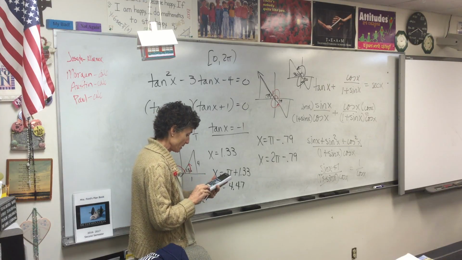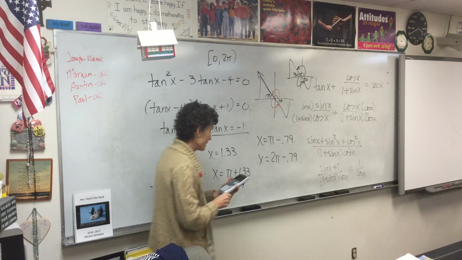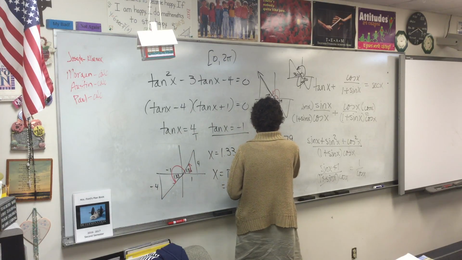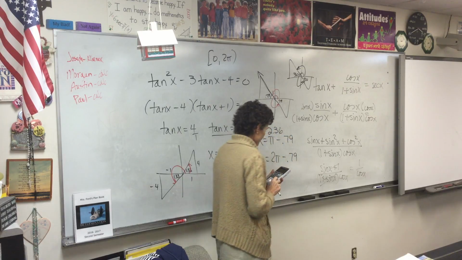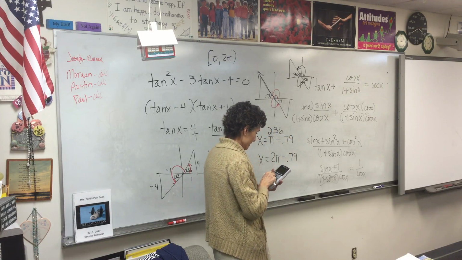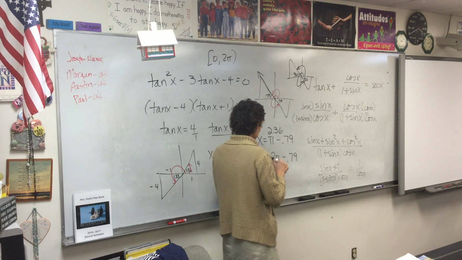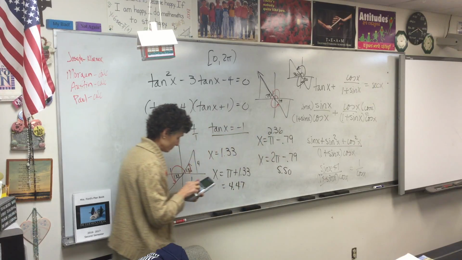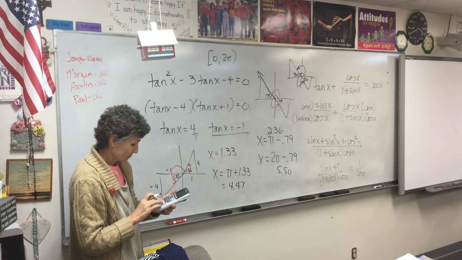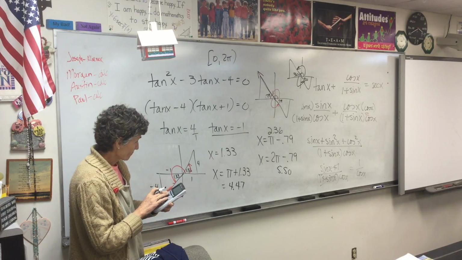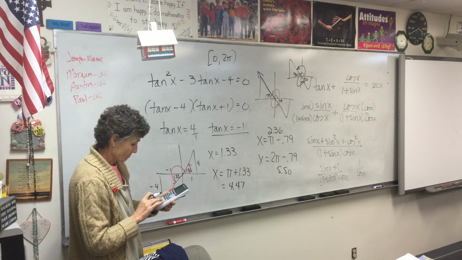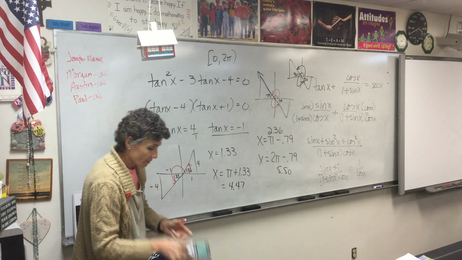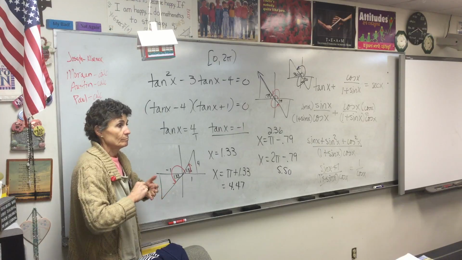All right, so pi minus that. I got 2.36 for this one. And I got 5.50 for this one, does that sound about right? All right, we okay? Fantastic.